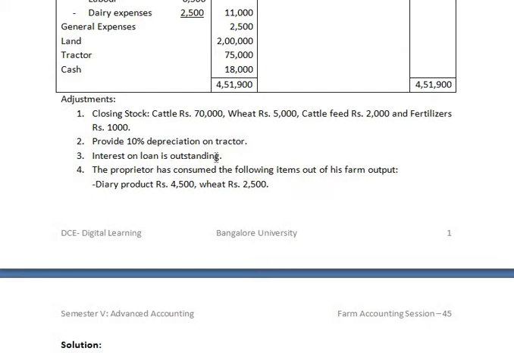Interest on loan is outstanding, that is 8% interest. This has to be debited to the profit and loss account and it is treated as liabilities. The proprietor has consumed the following items out of his farm output: dairy product, wheat. This is treated as drawings and drawings has to be credited to the trading account and drawings has to be deducted in the capital in the liability side of the balance sheet.